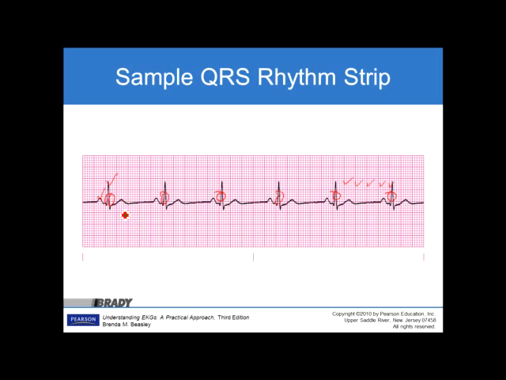The next question we would ask is, what do my P waves look like? Are they present? And they are upright, which means above the isoelectric line. They are rounded, and they are uniform. They all look like they're coming from about the same location.